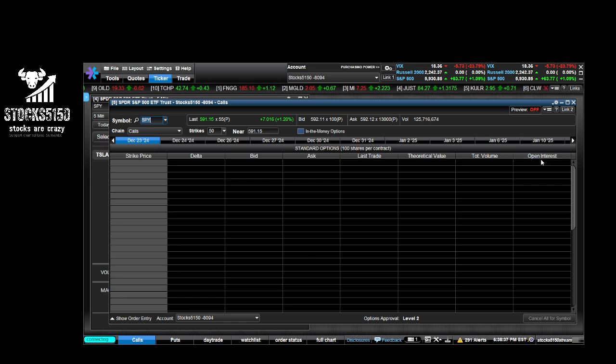Open interest and total volume, I use these two columns hand in hand. Say if the total volume says 1,000 and open interest shows 500, that means 500 people are interested in it. So the higher the open interest, the better those options look for me. You know what I'm saying?